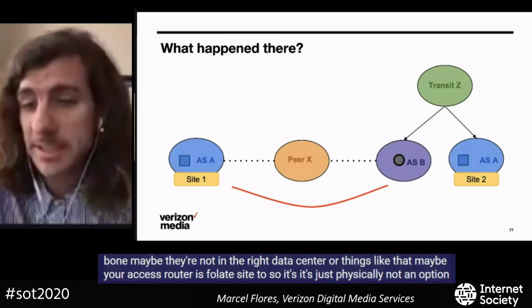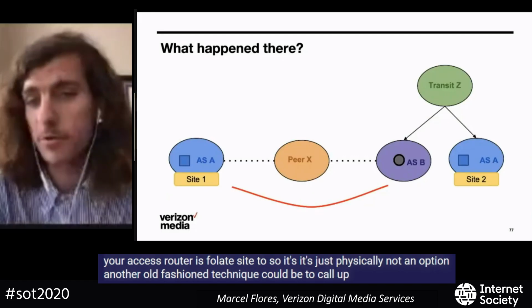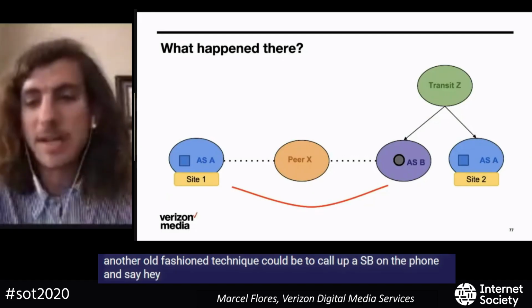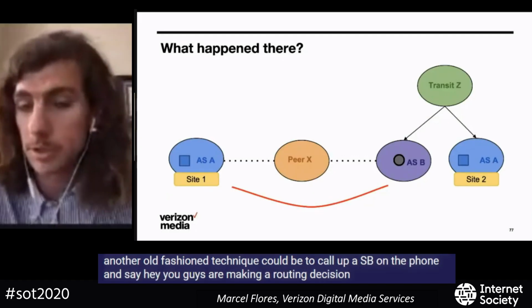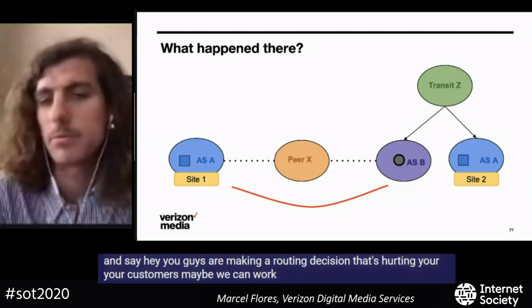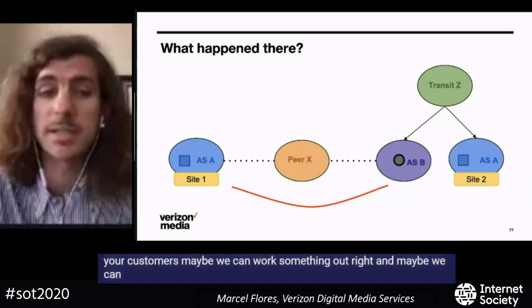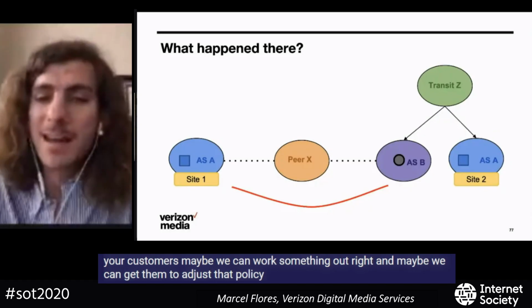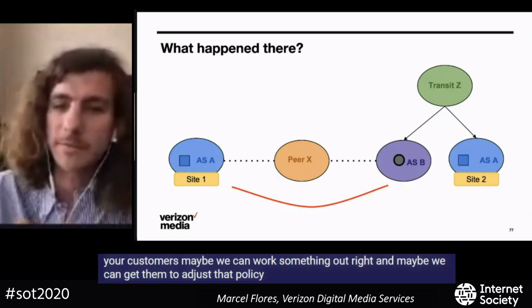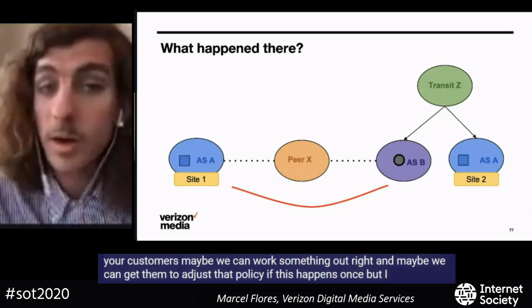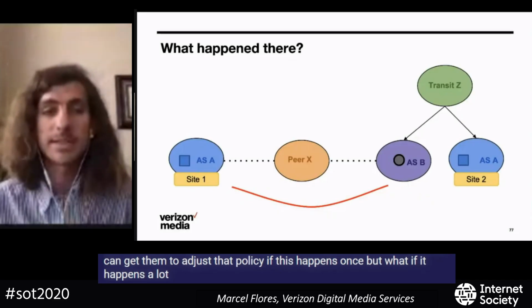Another old-fashioned technique could be to call up ASB on the phone and say, hey, you guys are making a routing decision that's hurting your customers. Maybe we can work something out, right? And maybe we can get them to adjust that policy. But not all of these are scalable. It works if this happens once, but what if it happens a lot? So next slide, please.